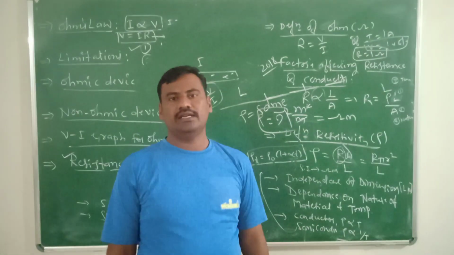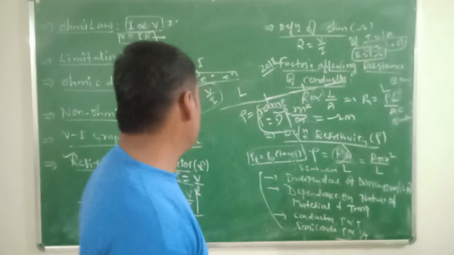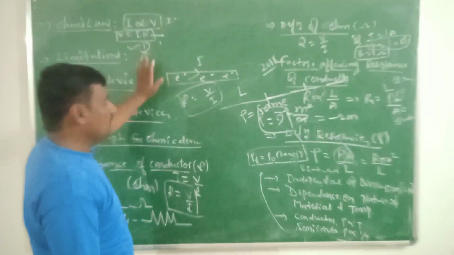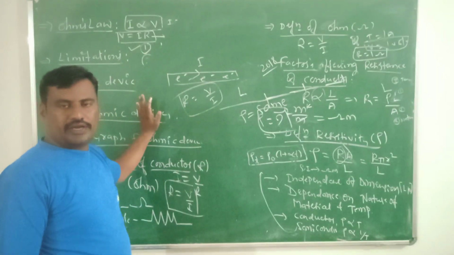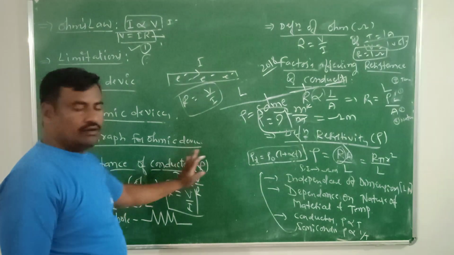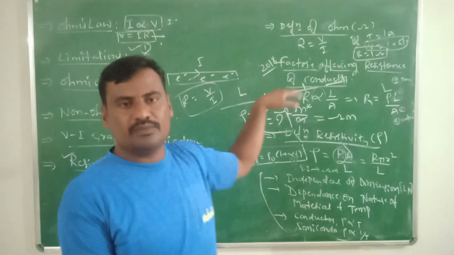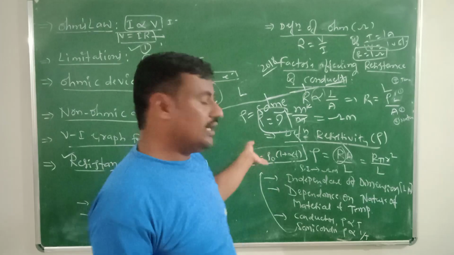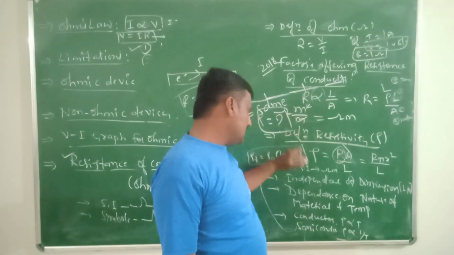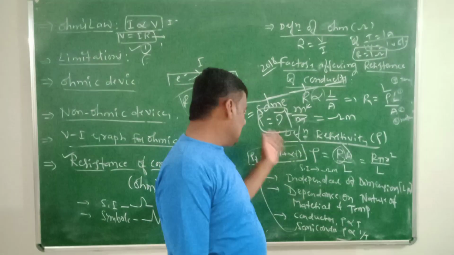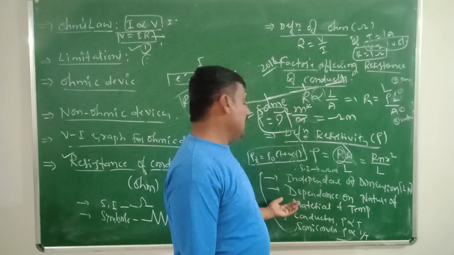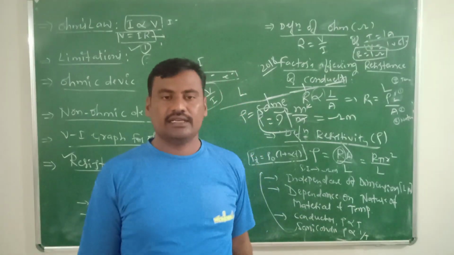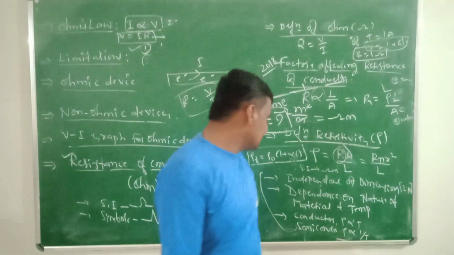Now students, I think in this topic we covered Ohm's law and limitations of Ohm's law, ohmic devices, non-ohmic devices, what is the resistance, what are the factors the resistance depends upon, what is the resistivity, what is the SI unit of resistivity, and also discussed how it depends upon the conductor and also semiconductor.